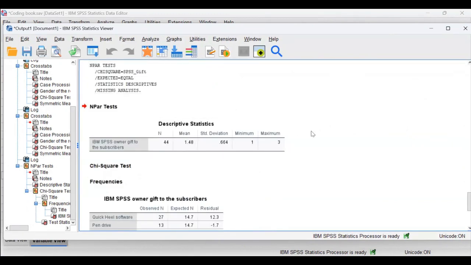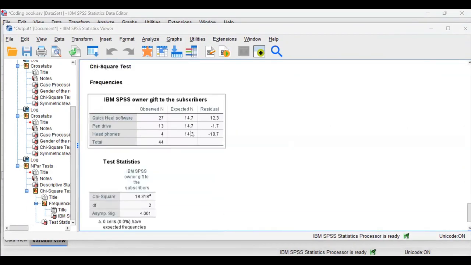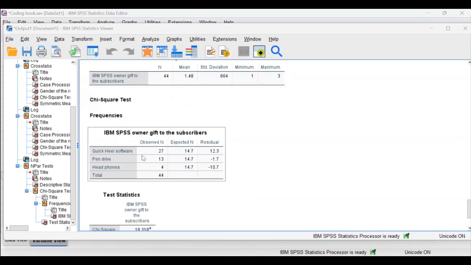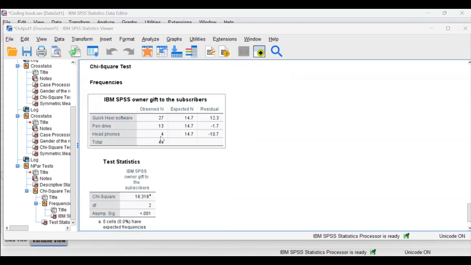Is it clear? Coming to the outcome, we have 3 tables. One is descriptive statistics, basically providing the mean value, that is 1.48. Just leave this particular one. Coming to the main Chi-square test, here we have observed frequency and expected frequency.